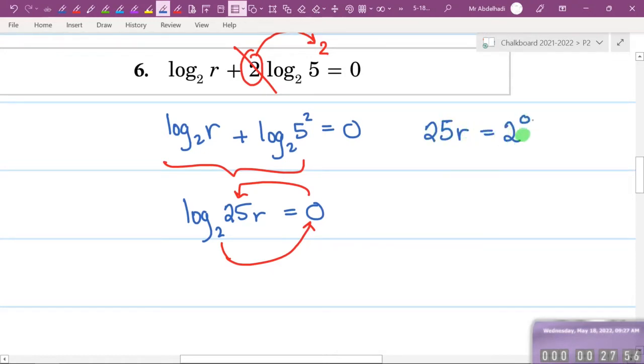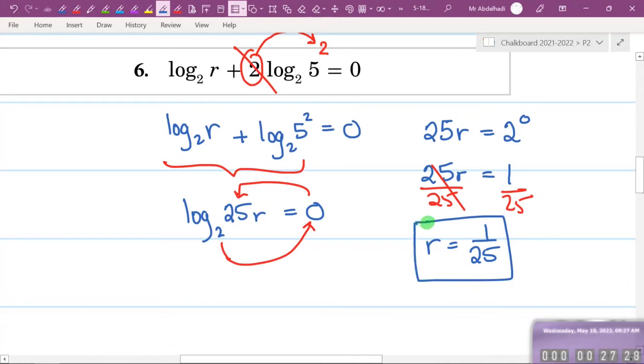Okay, 2 to the 0. What is 2 to the 0? What is anything to the 0? 1, yeah. So what you have here is 25r equals 1. And the last step is to divide both sides by 25. That'll get the 25 out of there. And now you have r equals 1 over 25. Now, it's a positive number. That's all you have to really realize. That positive number, if I plug it in right here, you're taking the logarithm of a positive number, you're fine. I don't have to worry about this logarithm because there's no r. So yeah, this is good. I'm going to box my answer here. Okay, and that was number 6.